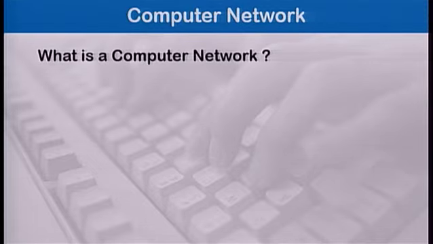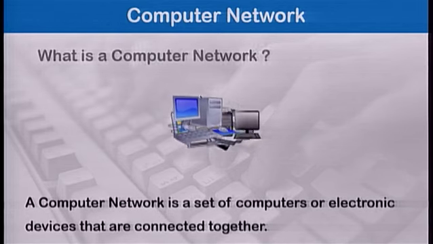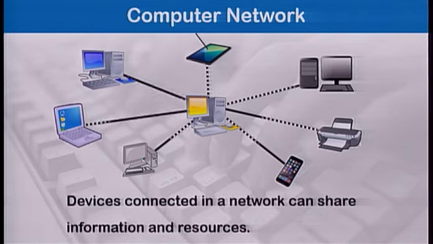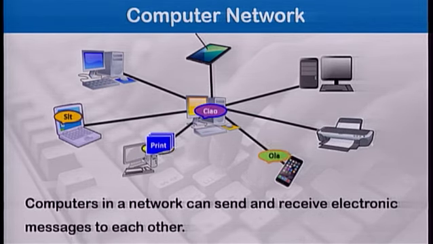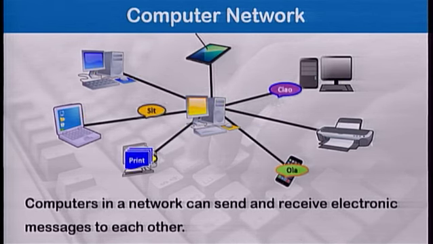What is a computer network? Remember what you learned in grade 7. A computer network is a set of computers or electronic devices that are connected to each other. One reason to connect computers in a network is to allow devices in a network to share information and resources. Another reason is that computers in a network can send and receive electronic messages to each other.